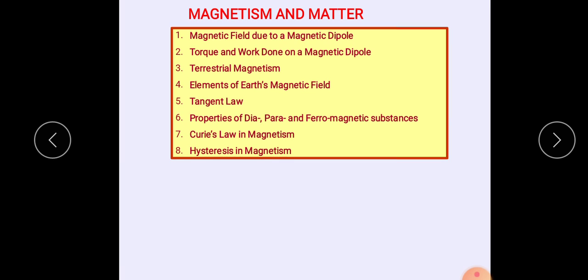So let us start. Magnetic field due to a magnetic dipole or a bar magnet. It is very much analogous to the electric dipole. Let us see. At a point on the axial line of the magnet. The derivation is not frequently asked in examinations, but you can remember the formula to solve numerical problems. And the process is very much similar to the electric dipole.